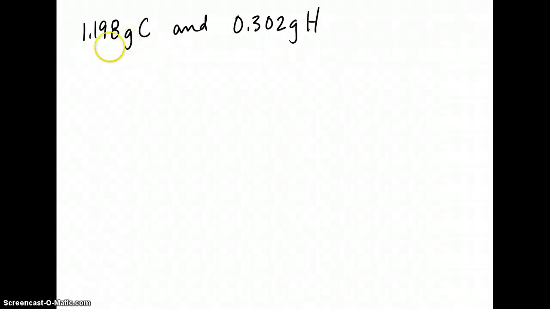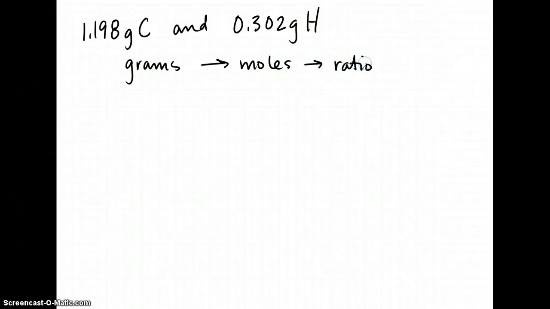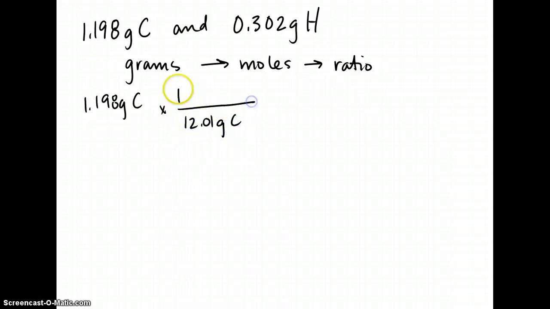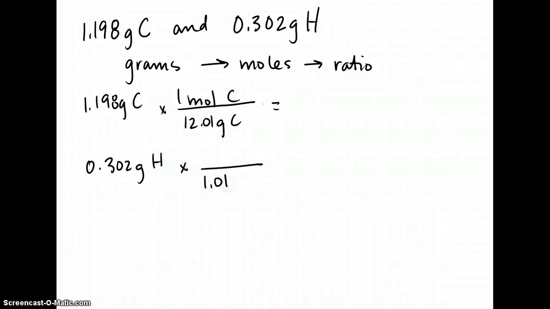So let's set it up. Remember, I need to get from grams to moles, and then from the moles, I need to look at my ratio. How much do I have compared to the other one? So let's set it up, 1.198 grams of carbon. And carbon, we remember, is 12.01 grams carbon for every 1 mole. And I'll set this one up, 0.302 grams of hydrogen. And we know that hydrogen is 1.01 grams hydrogen for 1 mole of hydrogen. And if I work through these calculations, which I will do right now.